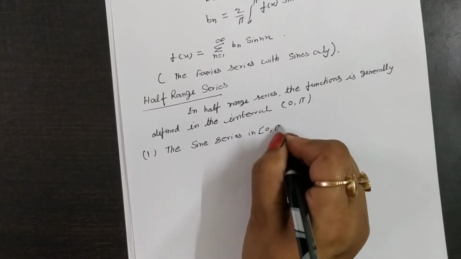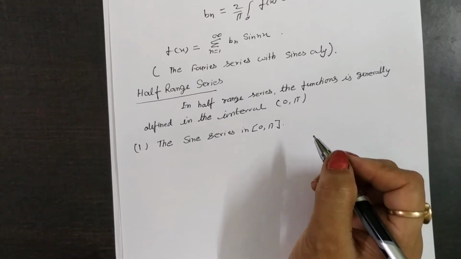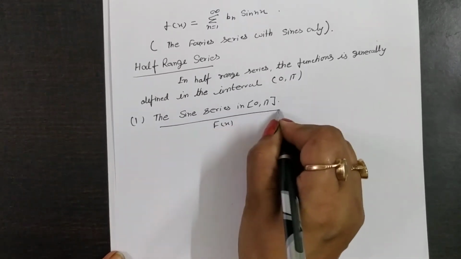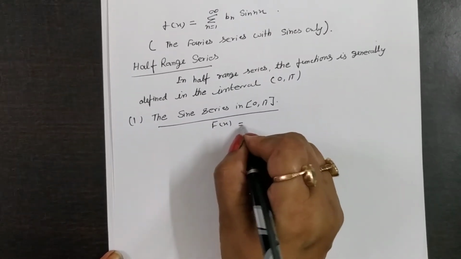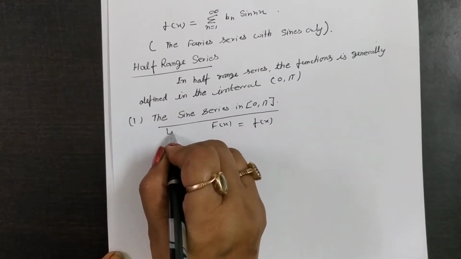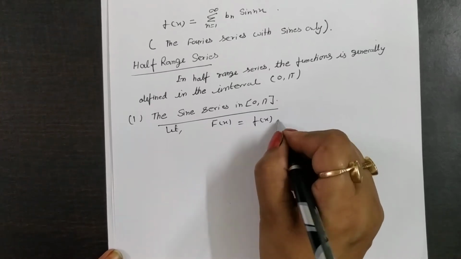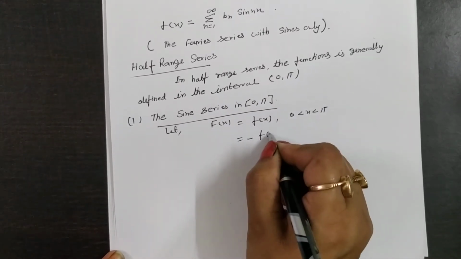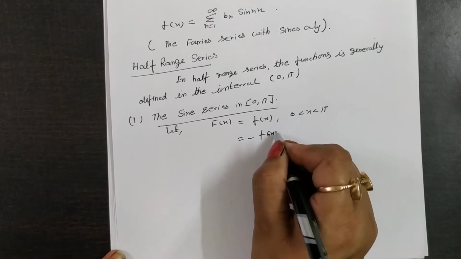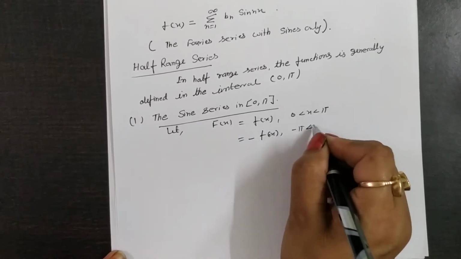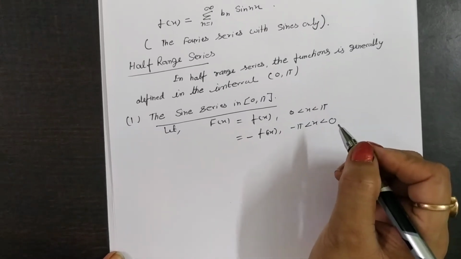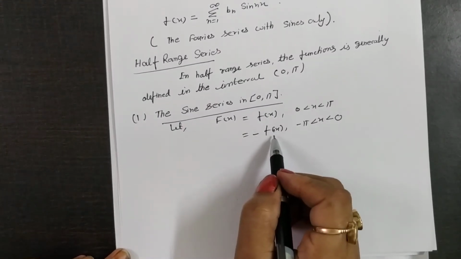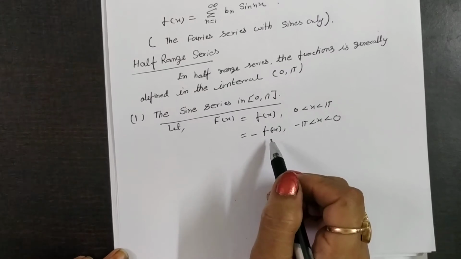Now we construct a function f of x, which is defined as follows. Let f of x be equal to f of x for 0 is less than x is less than pi, and equal to minus of f of minus x for minus pi is less than x is less than 0. Here we see that it is minus of f of x, that is the odd term, which is an odd function.